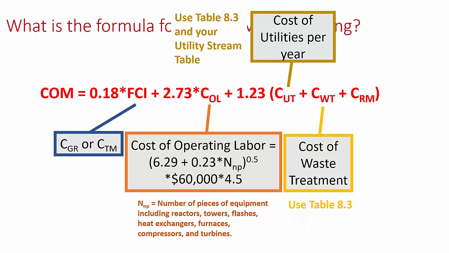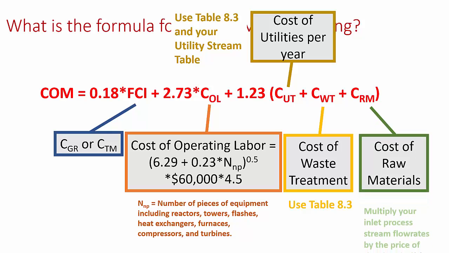The cost of waste treatment, you should use table 8.3, which provides you with costs of wastewater treatment, solid and liquid, hazardous and non-hazardous waste costs. The cost of raw materials, you multiply your inlet process stream flow rates by the price of the chemical. So you would take your inlet process stream, and that could be in units of kilograms per year. You would multiply it times the price of that chemical in dollars per kilogram. That gives you dollars per year. This is the price of your reactant.